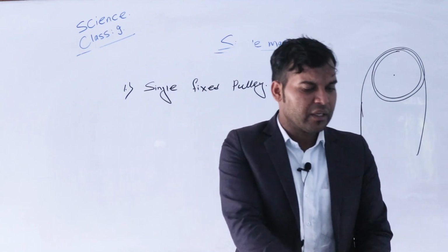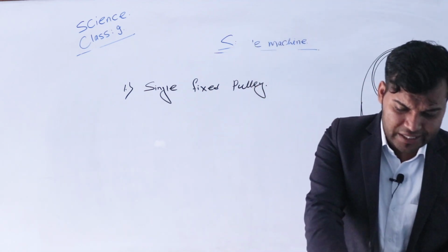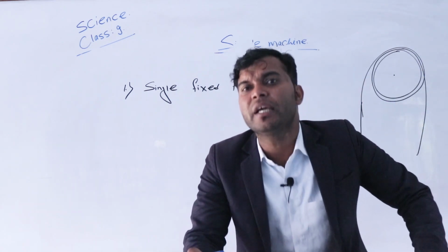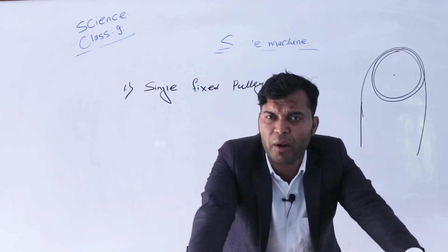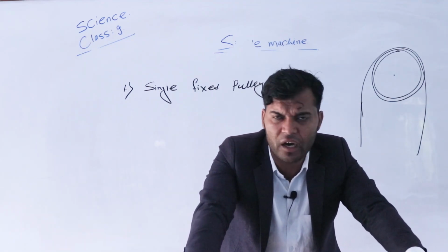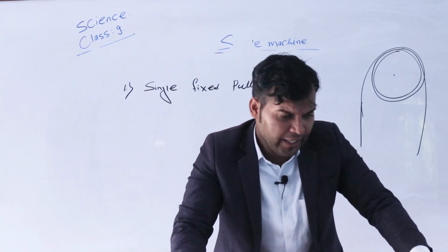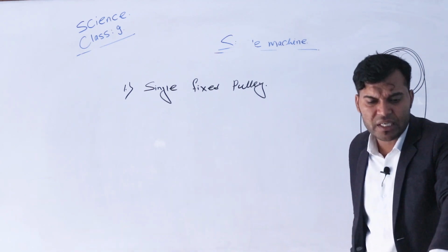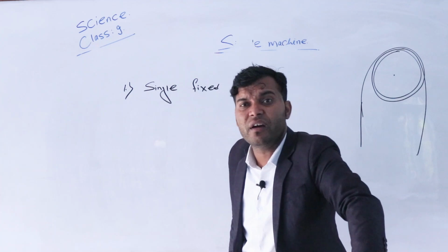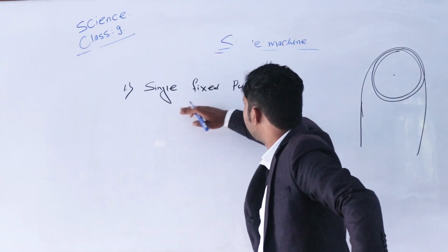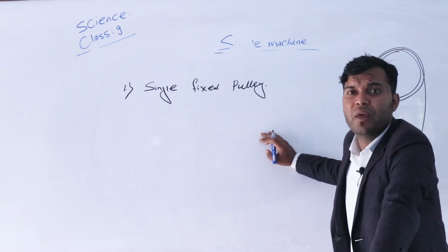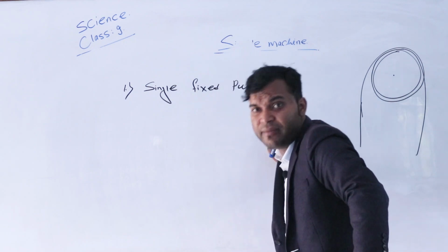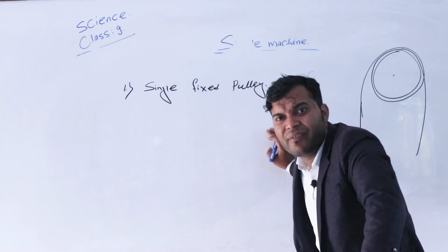In this type of pulley, the distance traveled by the effort and that of the load is equal. The distance traveled by the effort is always equal to the distance traveled by the load in a single fixed pulley. It does not magnify the effort force, but it changes the direction of the applied force. A pulley which does not move with the load is called the single fixed pulley.